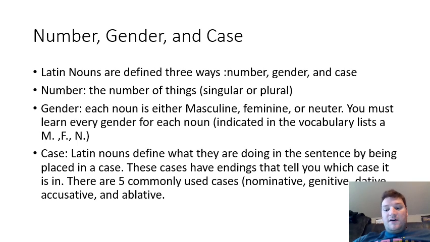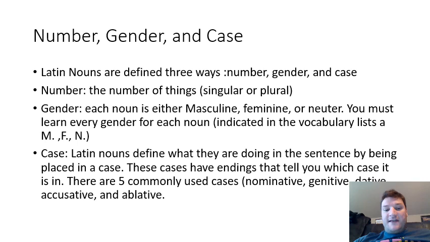Feminine nouns have an A in them, actually all the time. Masculine has a US or a U in it, possibly O. And a neuter we won't go into because we're going to go into those later.